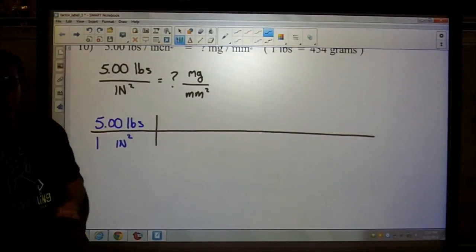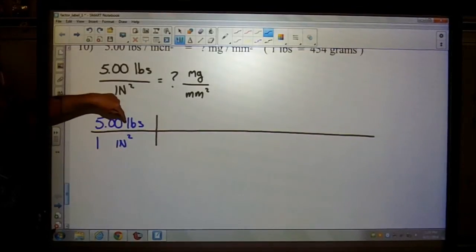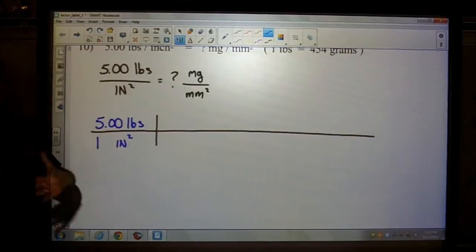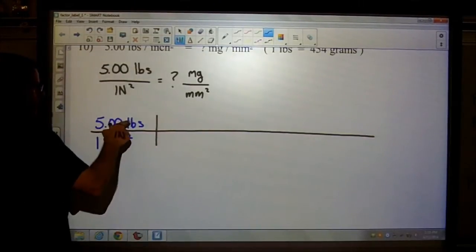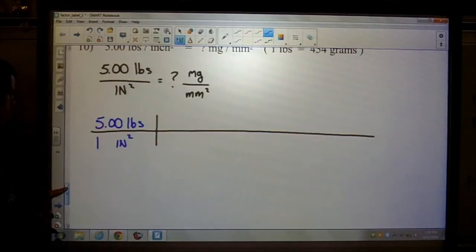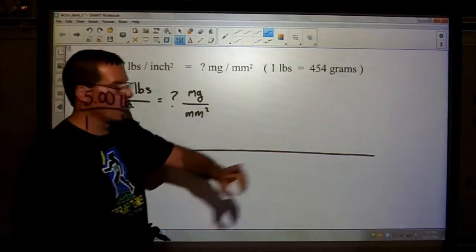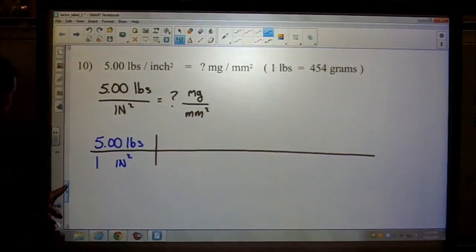All right, so which one would you want to convert first? And again, it doesn't matter. Since I started with this one first last time, I'm going to start with the pounds this time. That way you can see how I actually move diagonally. So converting the pounds to milligrams, well, we don't have a conversion that will get us from pounds to milligrams, but we do have a conversion that will get us from pounds to grams. So let's do that one first.